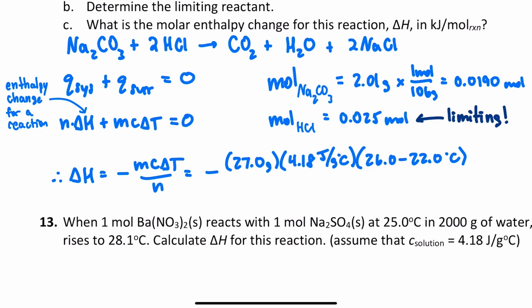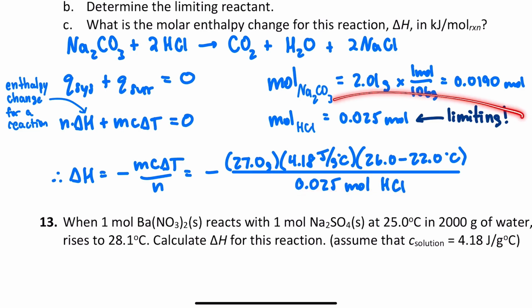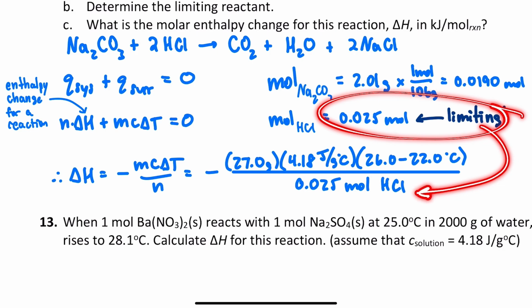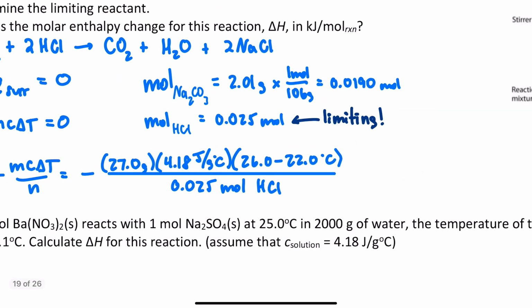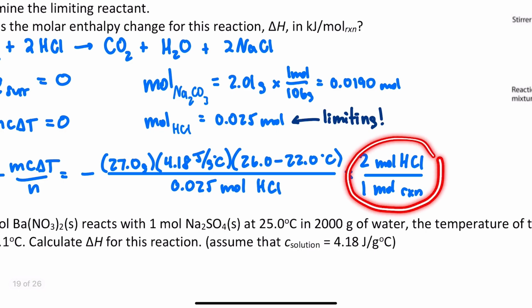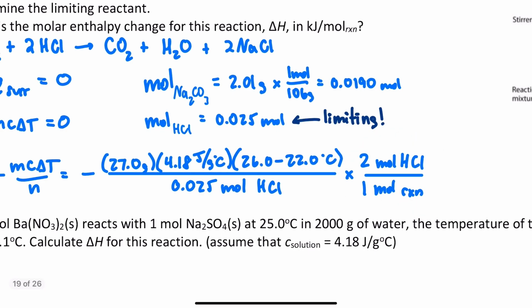Now the N, I'm initially going to just write how many moles of limiting reactant we have. Let's take that limiting reactant and just put it right there. But that isn't moles of reaction. We need to use our coefficient ratio to turn this into how many of these reactions actually occur. So there's 2 moles of HCl for every one of these reactions, and that's how you write it, 2 to 1. Now, we're almost done.